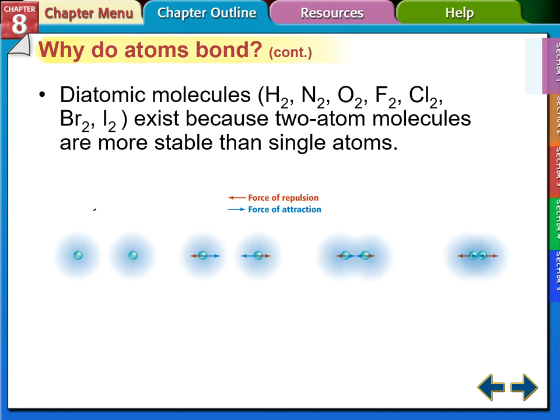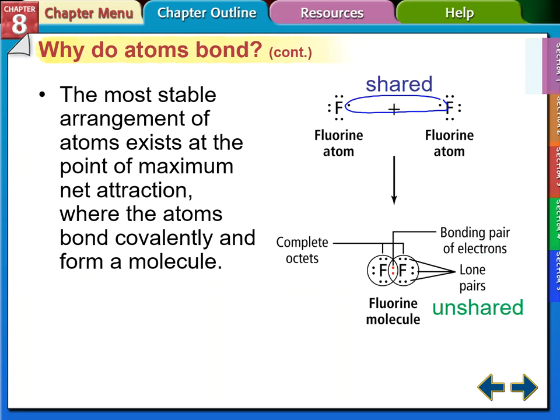And this little illustration here shows what's going on when these atoms share electrons. There's the force of repulsion between the 2 positive nuclei, and then there's the force of attraction when the electrons are shared. The electrons want to share to get that octet of 8. The most stable arrangement exists at the point of maximum net attraction when the atoms bond covalently and form a molecule.